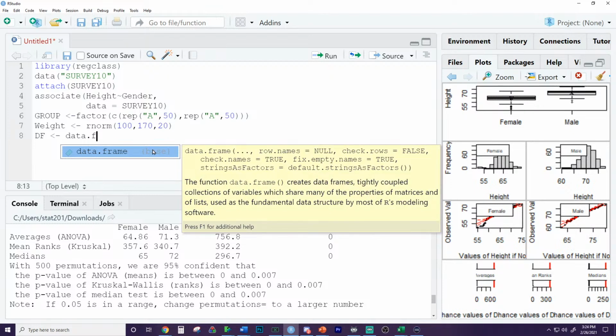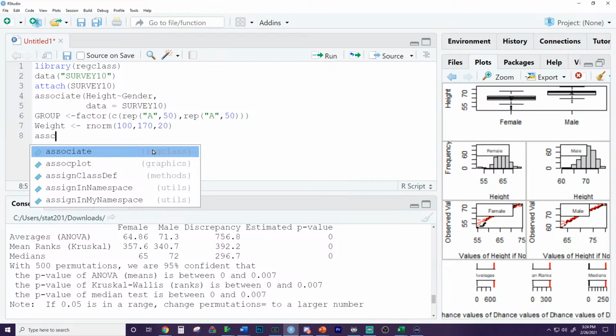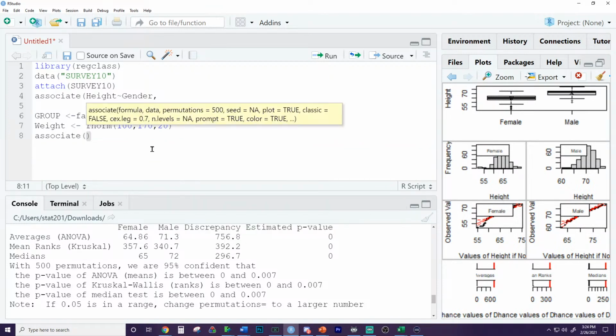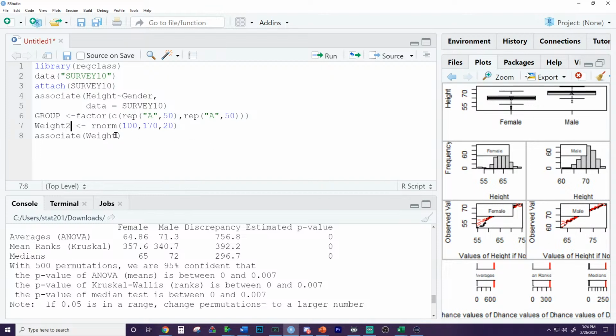Well, I don't technically need to do that. What does that mean about the medians? I don't want to call it weight again. What does that mean about the medians? That we say this difference right here is found to be statistically significant between the medians.